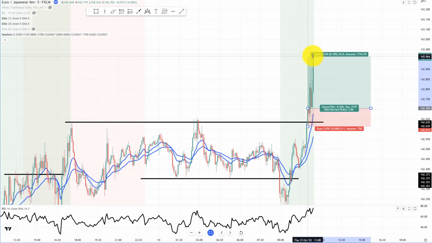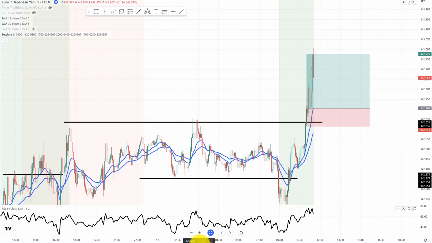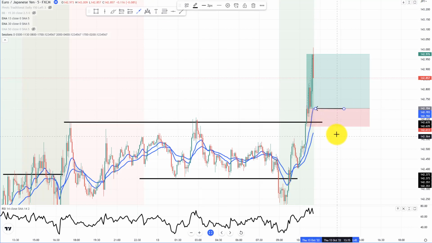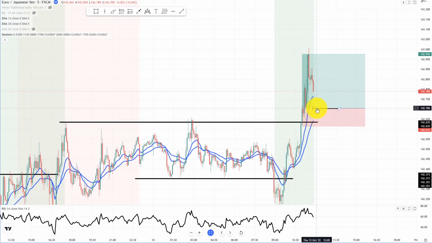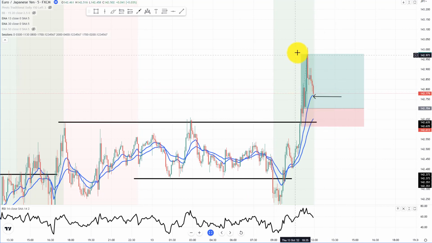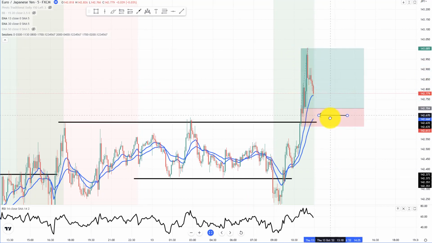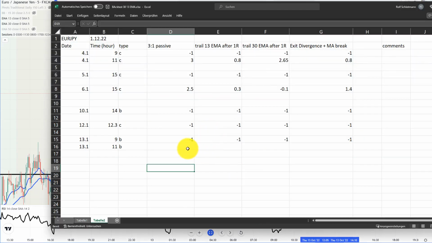Where's the 3-to-1? Has not been hit. Not quite. Okay, the 3-to-1 would have been hit. Our stop loss is now here at the break-even point, and the other one is still not moved. Stop here. So this one would have been taken out at 0.6. The other stop loss is here. So this was 3. This was 0.6.